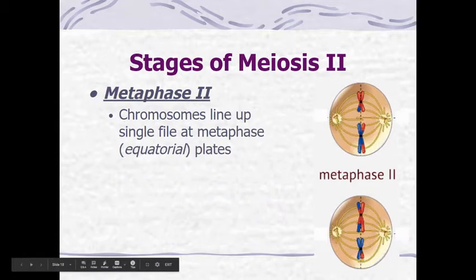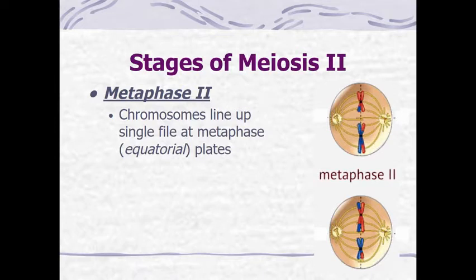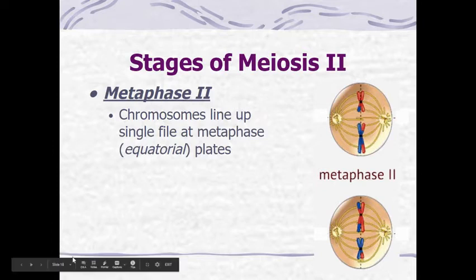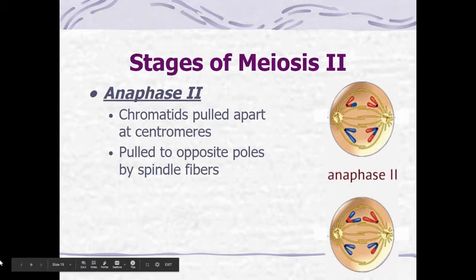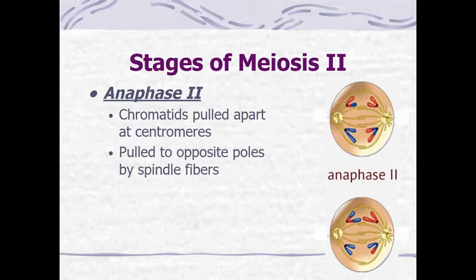In metaphase 2, the chromosomes line up single file at the metaphase or equatorial plates. They line up single file because they no longer have a pair or a partner. Anaphase 2 is when the chromatids are pulled apart at the centromeres, and they're pulled to opposite poles of the cells by those spindle fibers.